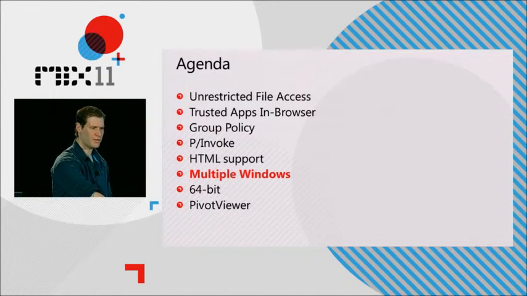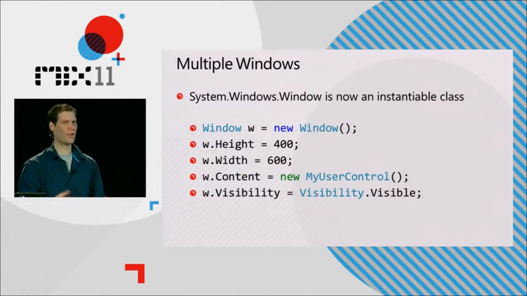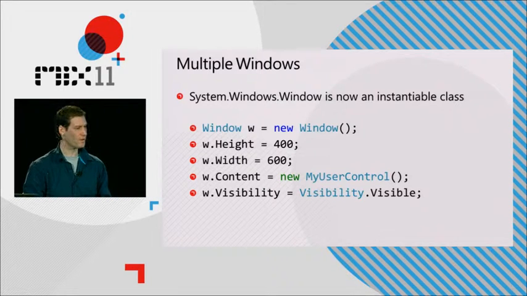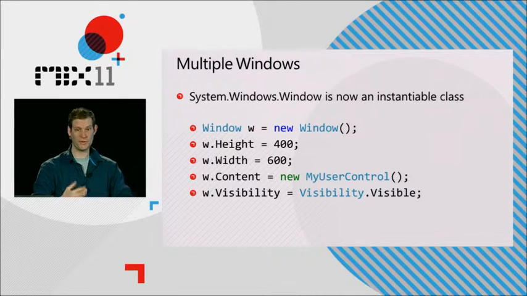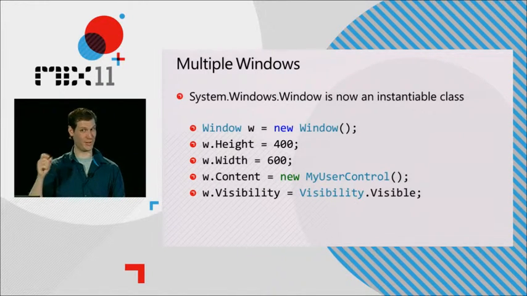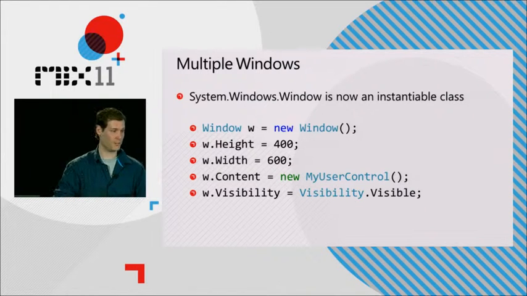So everything we've talked about so far has been in browser. But we're also working on out of browser. We continue to build up our out-of-browser experience, and probably our most visible feature there is what we call multiple windows. In Silverlight 4, you could have as many windows as you wanted as long as you only wanted one. In Silverlight 5, it works exactly the way you expect. There's a window class. You can instantiate them, set their height and width, set what you put in the window so you don't have an empty window, and make them visible, because invisible windows don't do a lot of good to anyone.